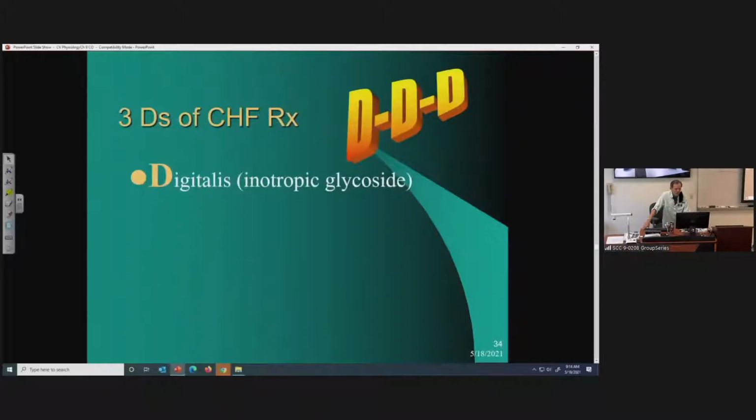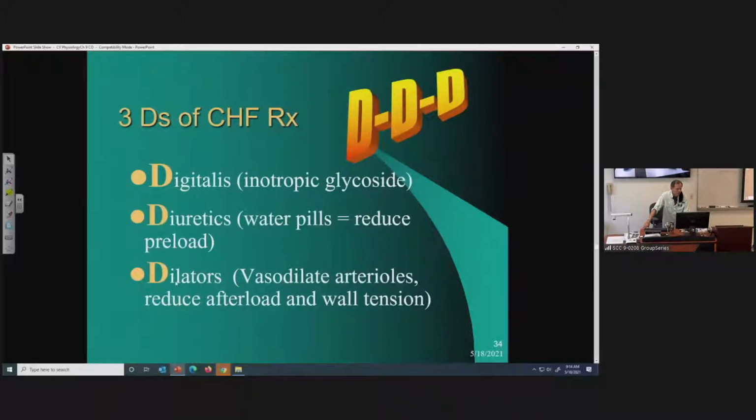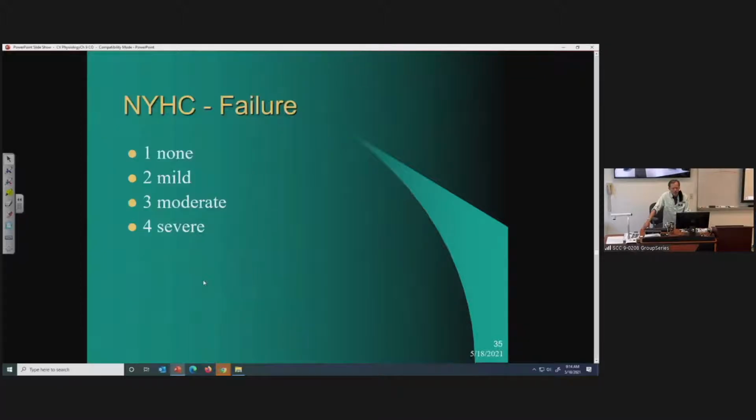Okay, these are 3 drugs that you can use to treat heart failure. Digitalis, diuretics, and dilators. Increase contractility, take the wetness off, get rid of the volume, and then drop the afterload with the dilators, make the heart easier to pump. So that's West's 3 Ds.